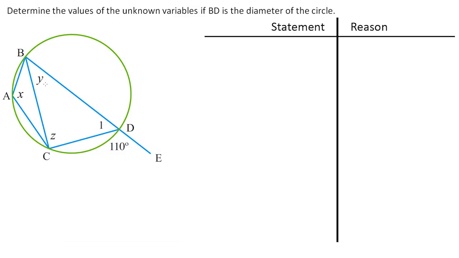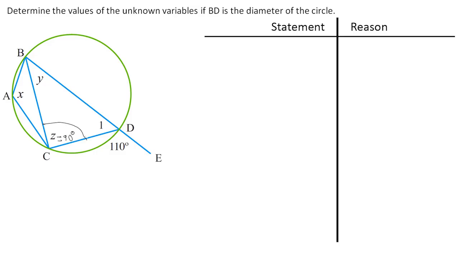Finally, if we can just state the values of x, y, and z, then we've answered this question. Let's look at what they give me in order to answer it. The first thing they said: BD is the diameter. Immediately I stop there. The diameter divides this circle into two halves. Z, we can all see, is subtended by the diameter, and the angle subtended by the diameter is 90 degrees. So in other words, z will be equal to 90 degrees.